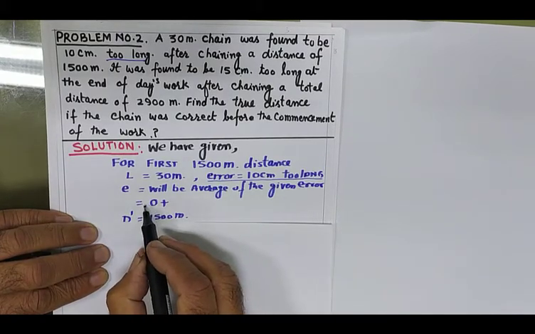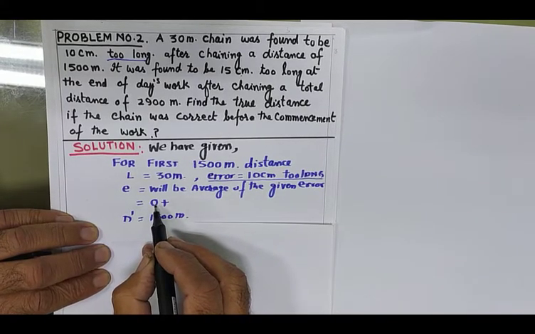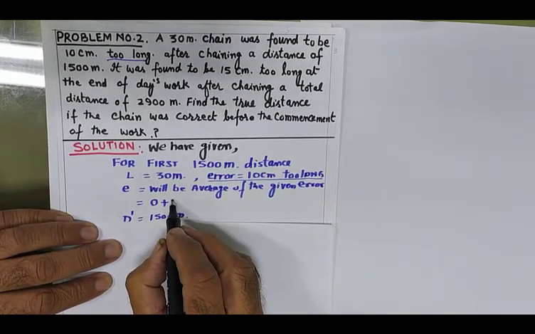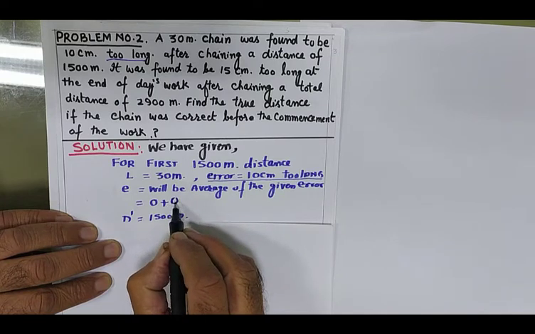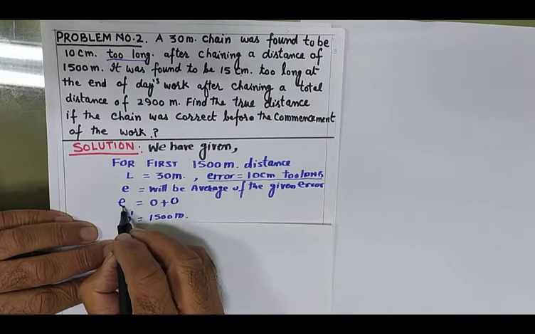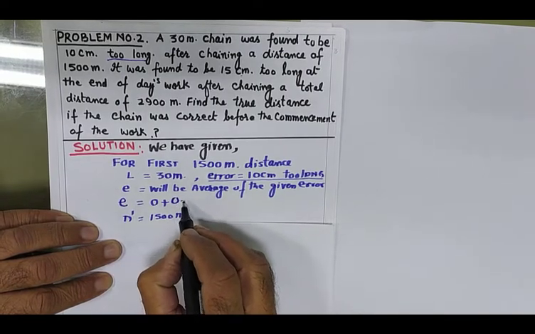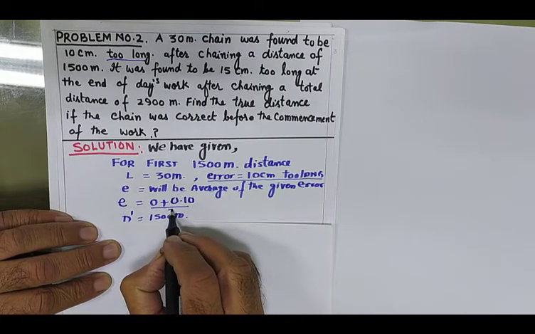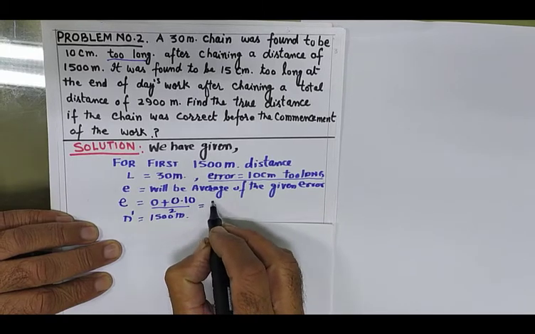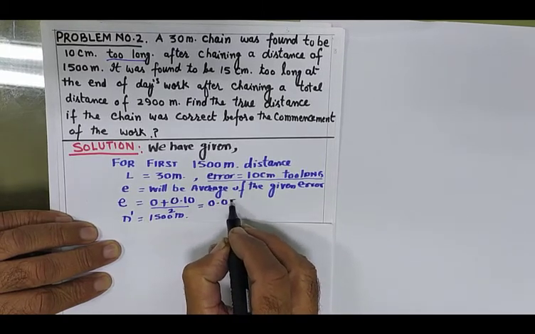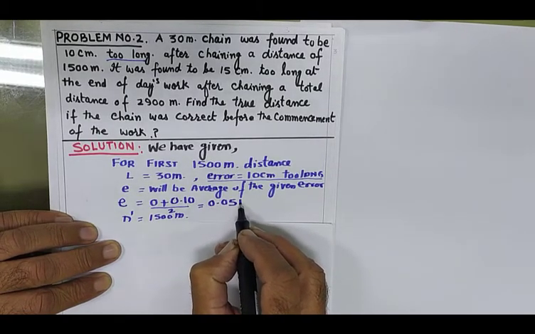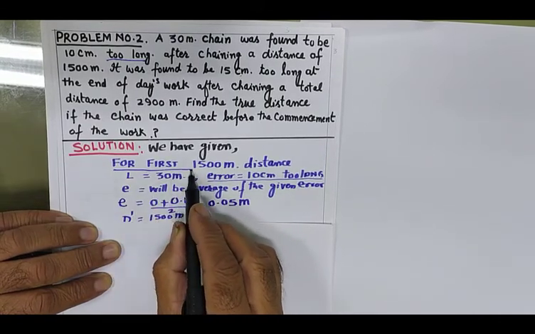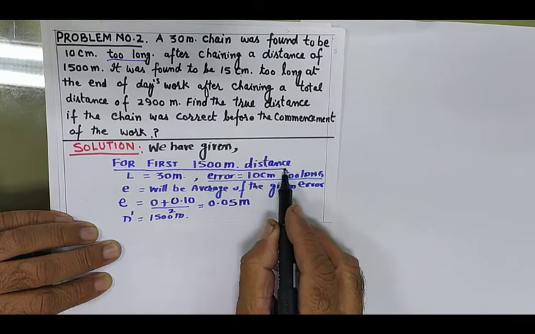So here E will be the average of the given error. In the start, error is 0, it is of 30 meter length. Then it was found to be 10 centimeter too long. So I am going to calculate the average value of the error. The average of this comes to be 0.05 meter. This is the value of E in the first case when we have measured a distance of 1500 meters.